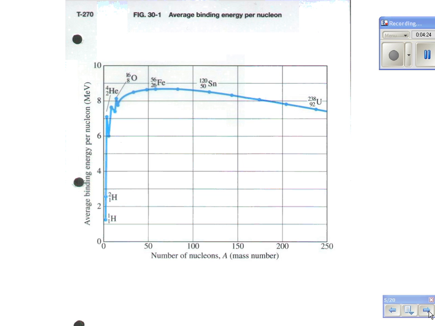Again, the most stable nuclei are the ones that have the most binding energy per nucleon, which is iron. Your textbook actually says it's, I think, nickel, which is the next one up. But it's all right in that range right there.